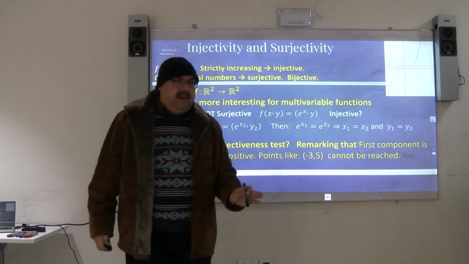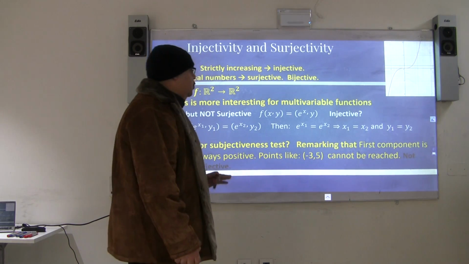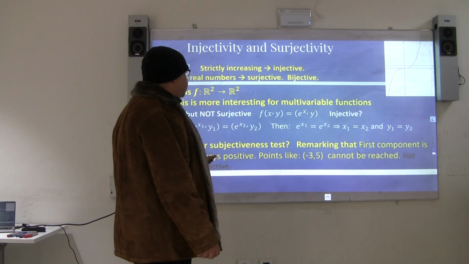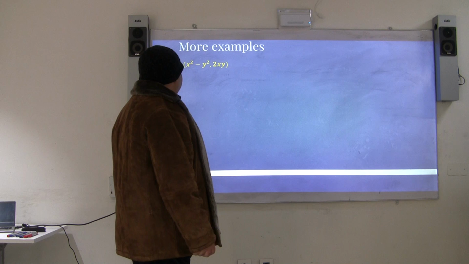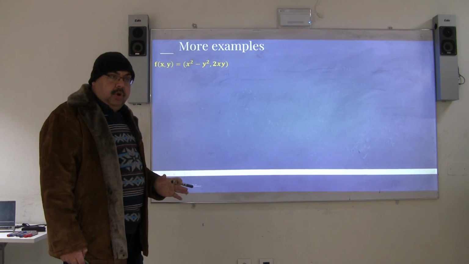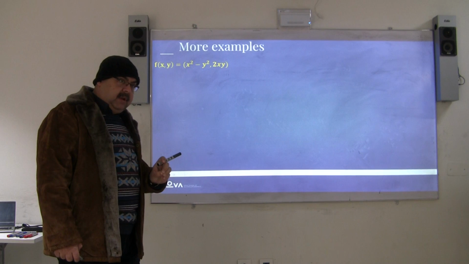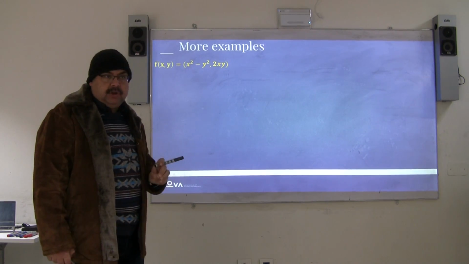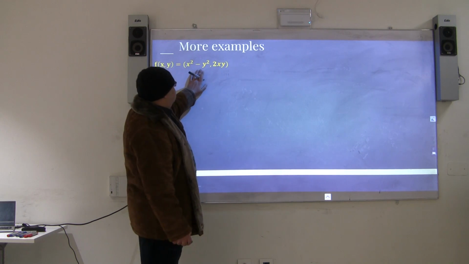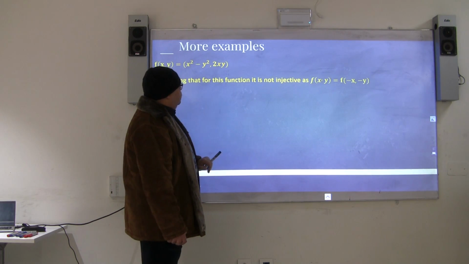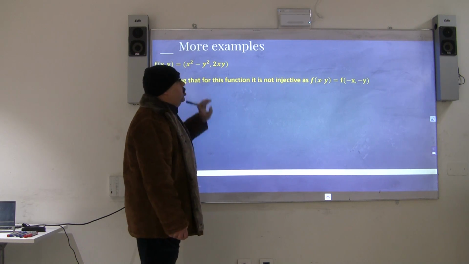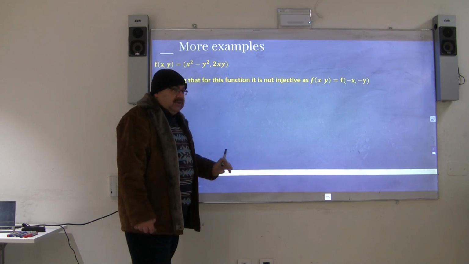Points like negative 3 and 5, you can't find them, so you can't reach them. It is not possible to have these points, as you can see. Okay, that's some more examples on the same issue, which is also a very good example for vector valued functions. As you can see, the input is x and y, and the output is f of x1, f of x2. Okay, remarking that this function is not injective. Why is it not injective?